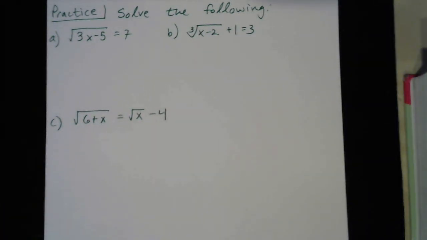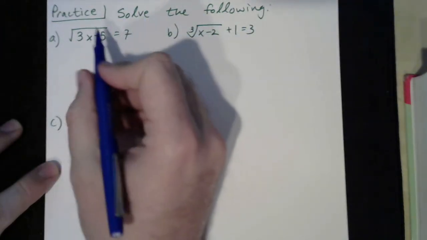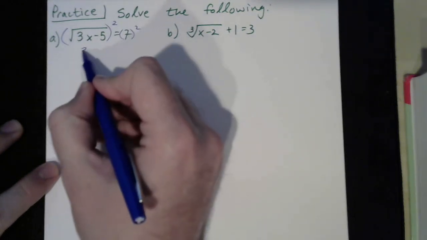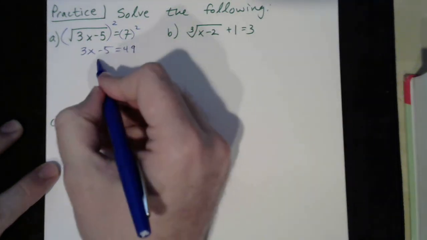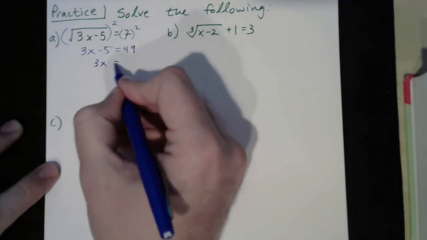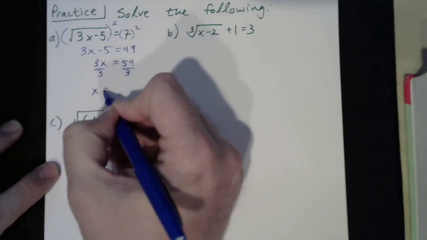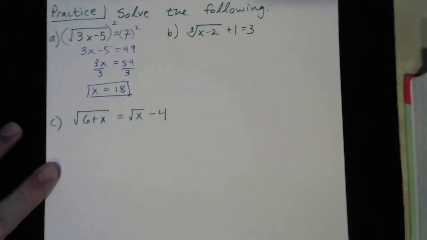So these were supposed to be practiced, so please pause the video and try these out. Follow the steps, and I'm going to start working through them now. So we need to square both sides here to undo this square root. We have 3x minus 5 equals 49. Adding 5 over, we get 3x equals 54. Dividing by 3, we get x equals 18. Now I will leave it up to you to check your work.